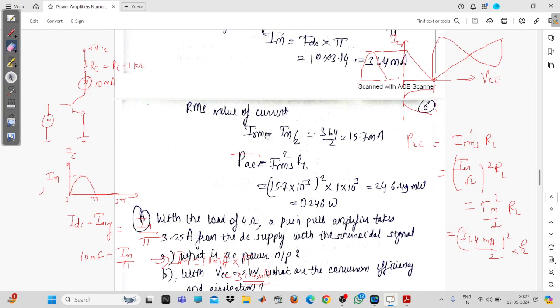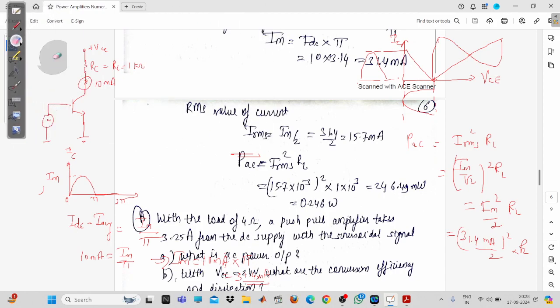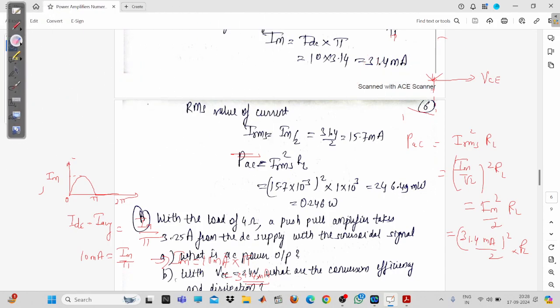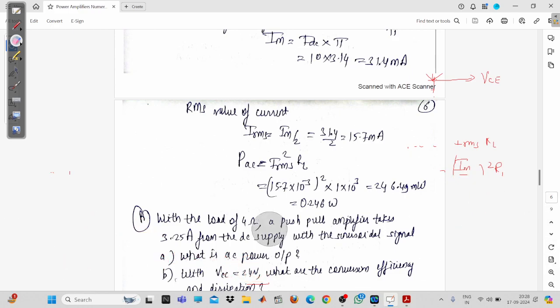I think initially, before calculating the AC signal power, they have already calculated IRMS. You can do it this fashion also. No need to worry about it. So this is about the first problem. Okay, so now coming down to the next problem.